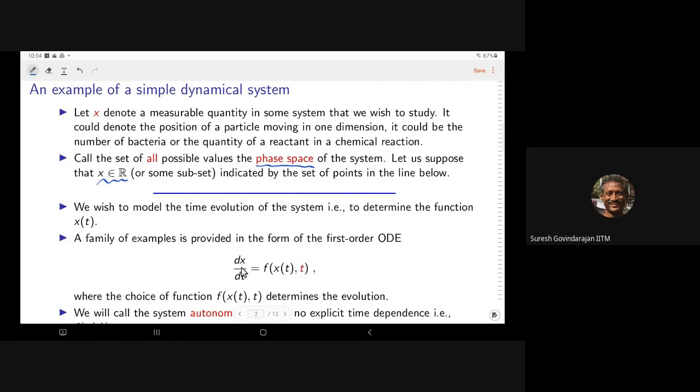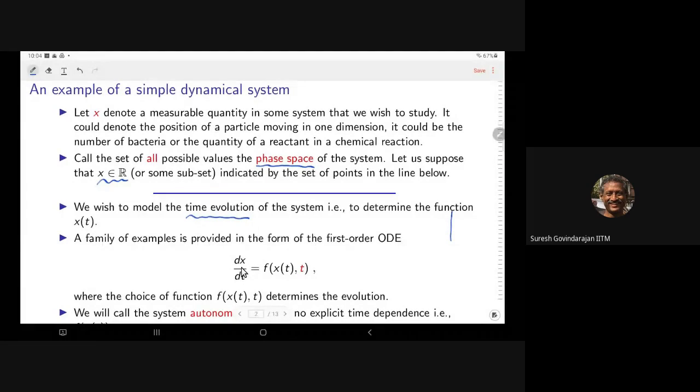So this is the static part of the system, which says what the variables are that I'm following. In this case, that's just one variable which we called X. Dynamics tells you how the system will behave: if you know its value at a given time, what happens later, or if you go backwards in time, where did it start from? These are the kinds of things we would like to answer. So we wish to model the time evolution of the system, and that means you have to determine the function x of t.